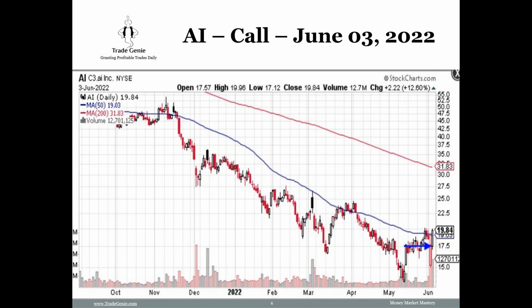The next one is AI. So AI was traded on June 3rd when the market was downtrending, right? It was not up. I don't think it was up. So on June 3rd, AI was moving up. So the signal came from this bar, the second bar.